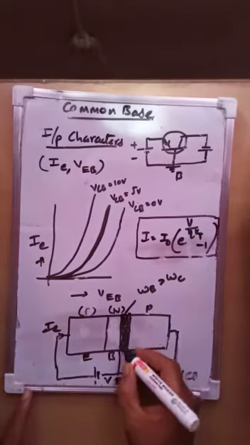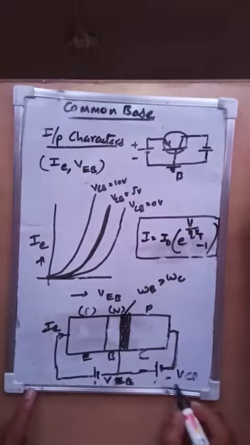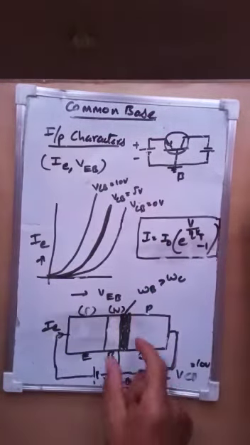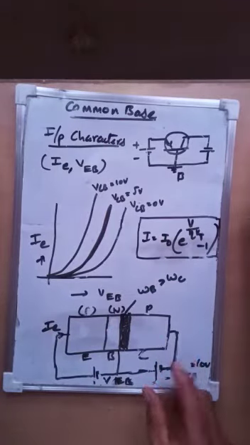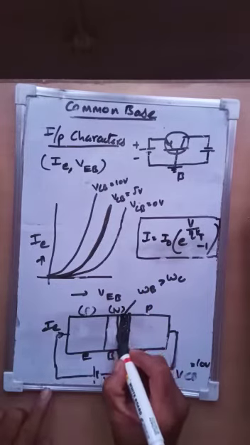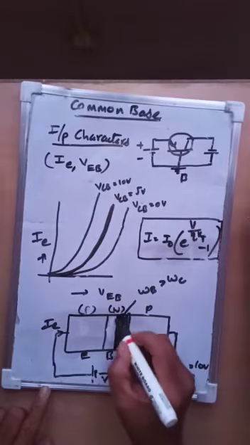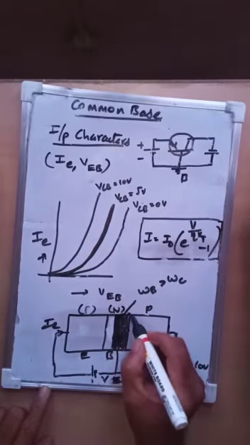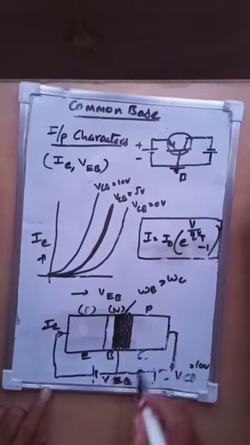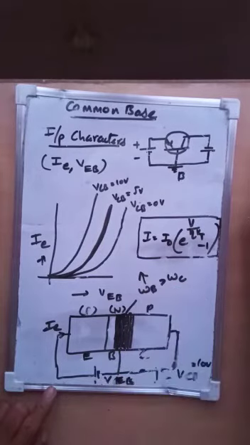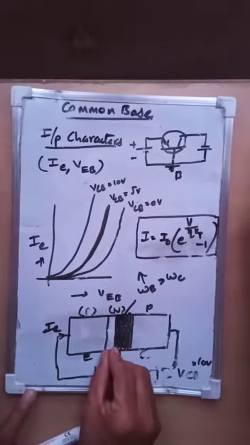Next, let us check when VCB is equal to 10 volts. What will happen? 10 volts means this PN junction is connected in reverse bias. The penetration of the depletion width is more into this and less in the base. So the penetration of width is very high in this. This is what is called the effective electrical width of the base.